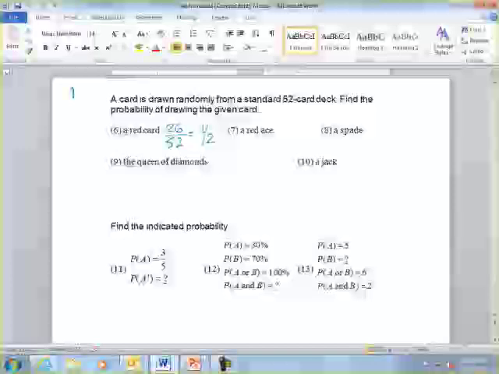A red ace, how many of those are there? 2. There's the ace of hearts and the ace of diamonds that are red. So that reduces to 1 out of 26.